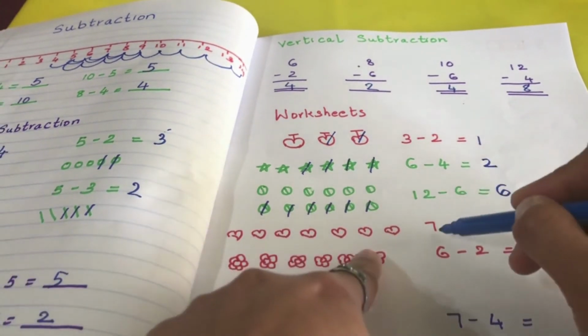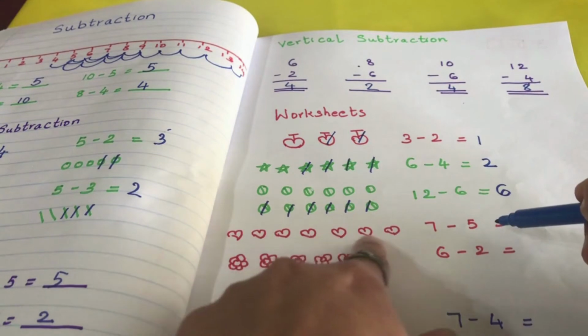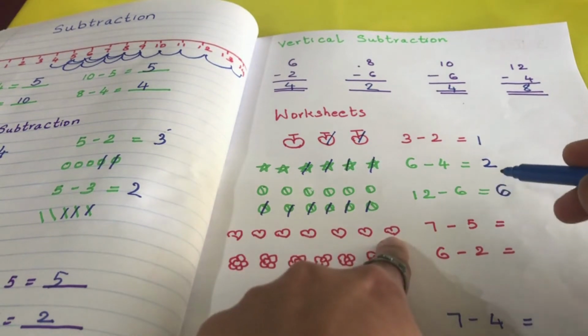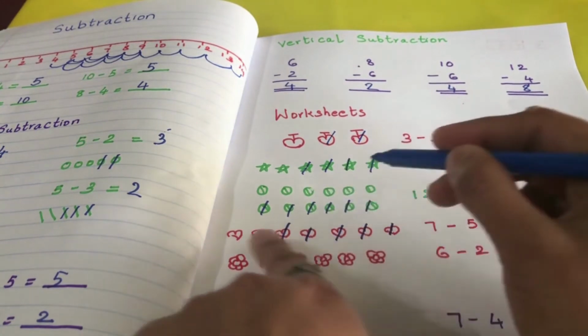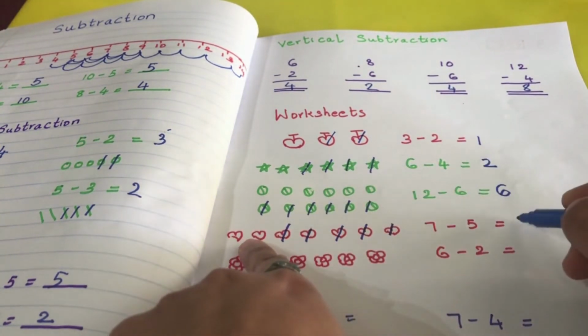Next equation is 7 minus 5. So there are 7 hearts, and how many hearts do you need to cancel? 5. 1, 2, 3, 4, 5. And how many hearts are remaining? 2.